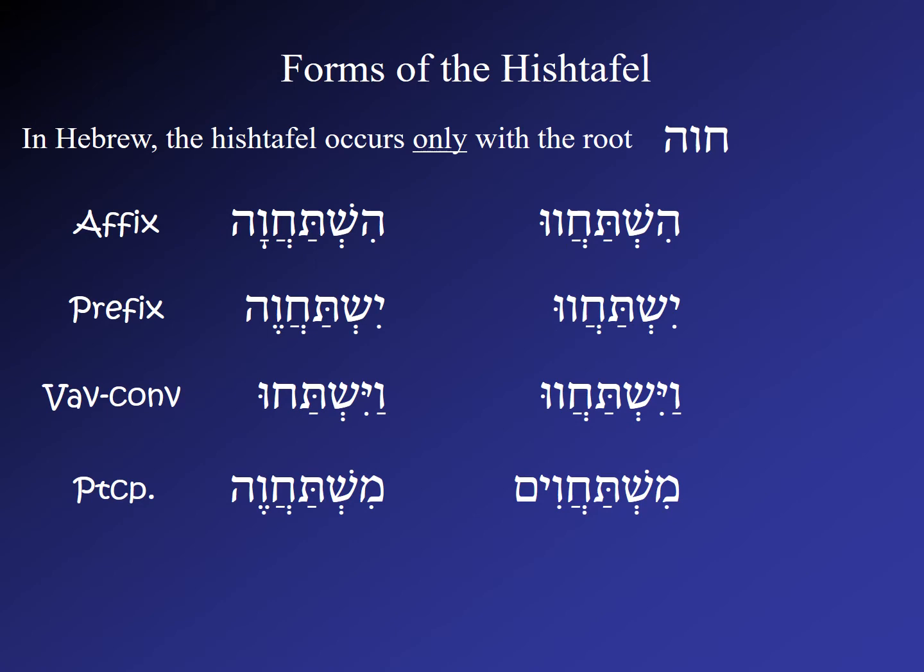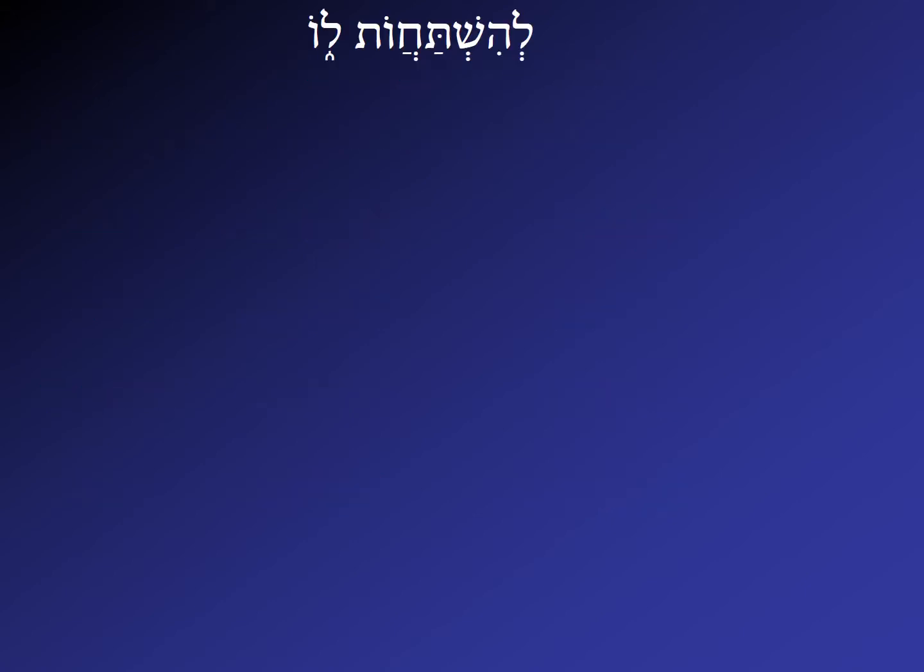You do not need to be able to produce this chart, and you only need to be able to recognize the hishtafel of chava when you see it in these various forms. So if we look at this little phrase, lehishtachavot lo, this simply means to bow down to him.